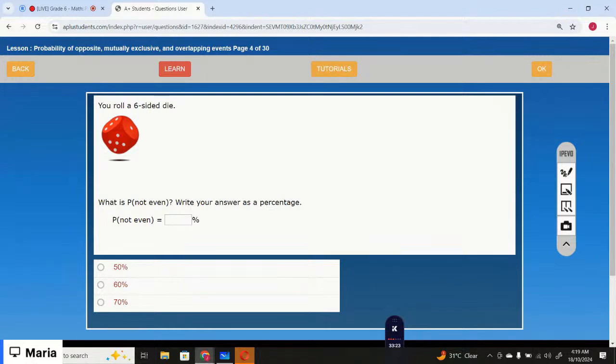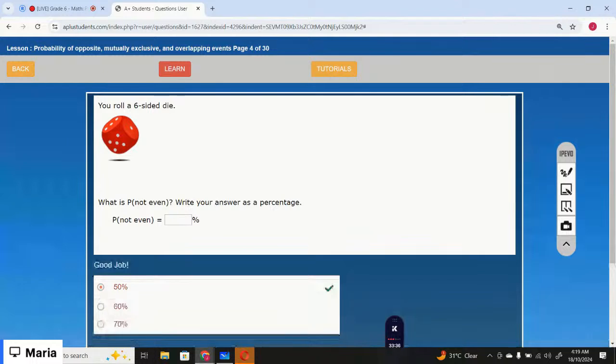So the correct option is 50%. It is because half of the numbers on the die are even and half of them are not. The correct option is 50%. Option 1 is the correct option. Very good.